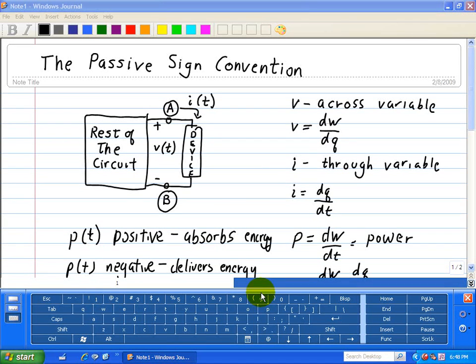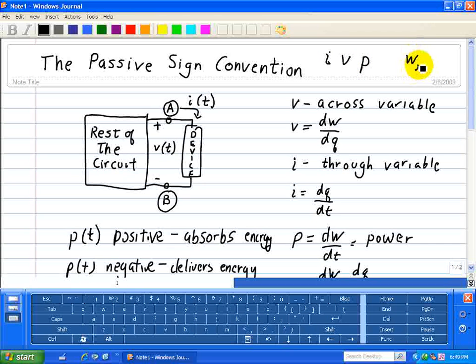So next we're going to talk about the passive sign convention, but let's review some of the circuit variables. We started off with the circuit variables: current, voltage, and power. These are our circuit variables, and our fundamental variables are work and charge. Usually we work with these set of variables because they're easy to measure.